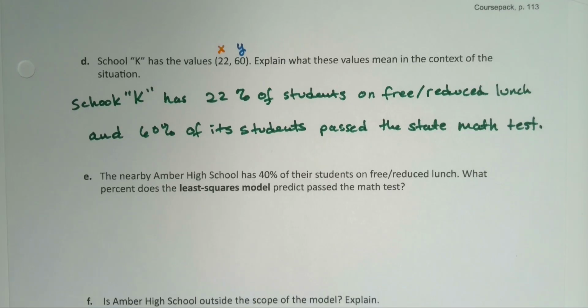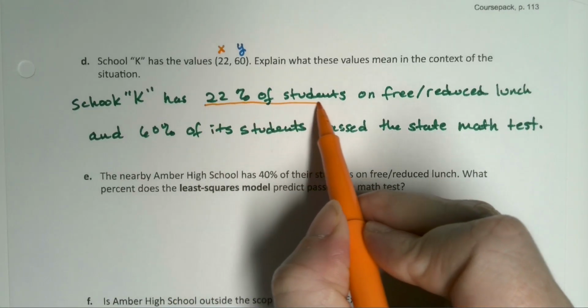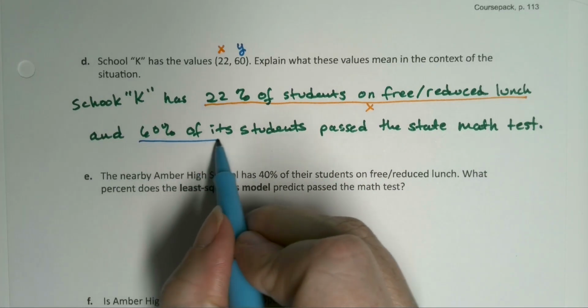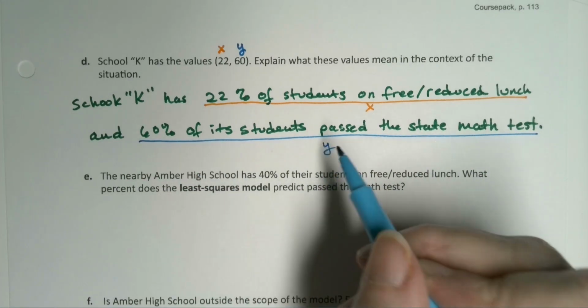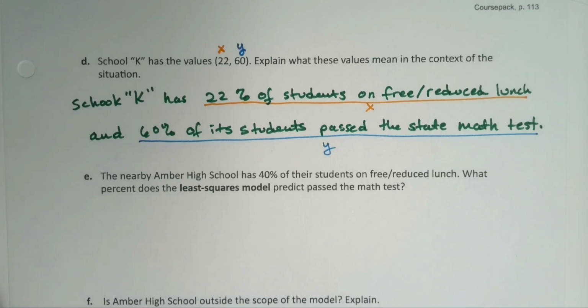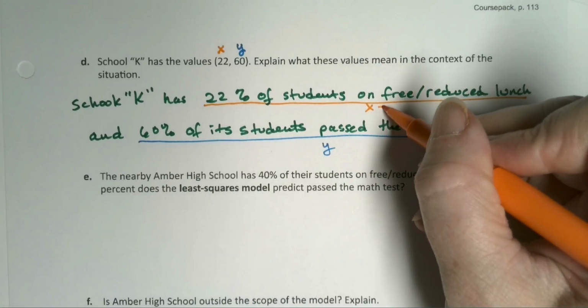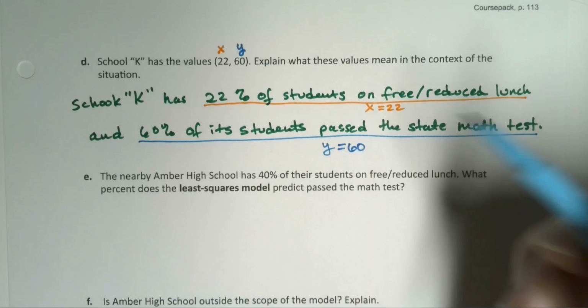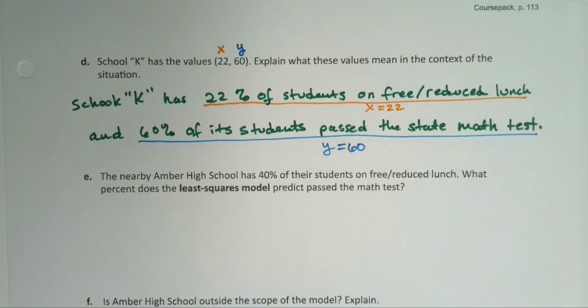So you understand that's X, right? And what X is, and this is Y, and what Y is. So you're proving that you understand the context. So this was X equals 22. What did that mean? And this is Y equals 60. And what did that mean? That's it. It's not a script. It's just going back to basics, going back to the variables.